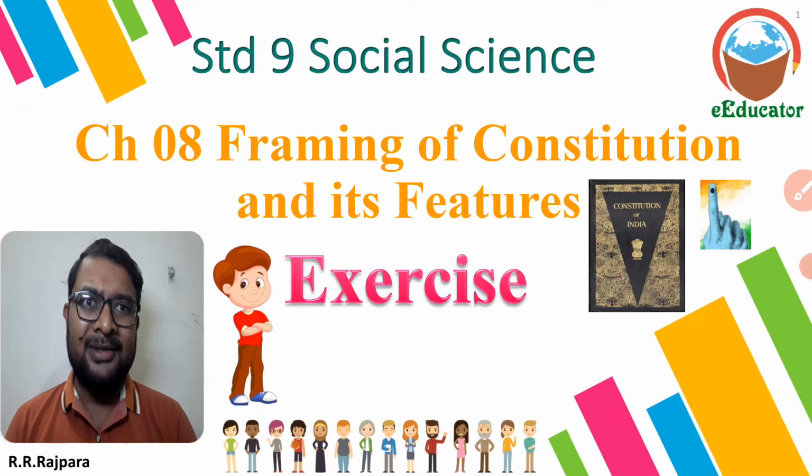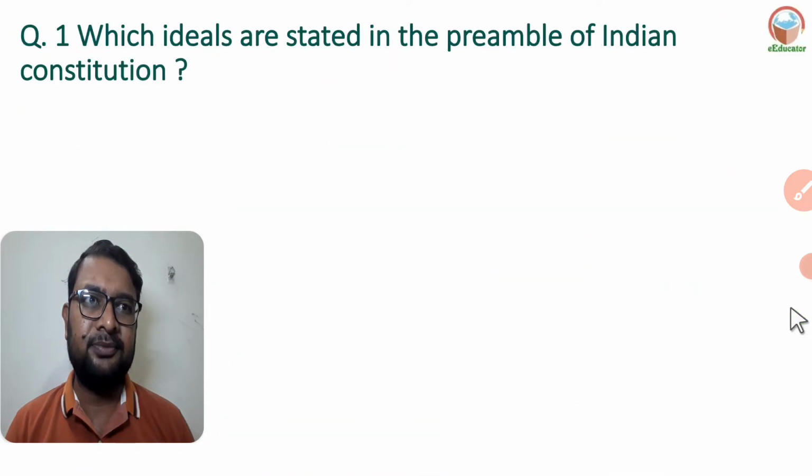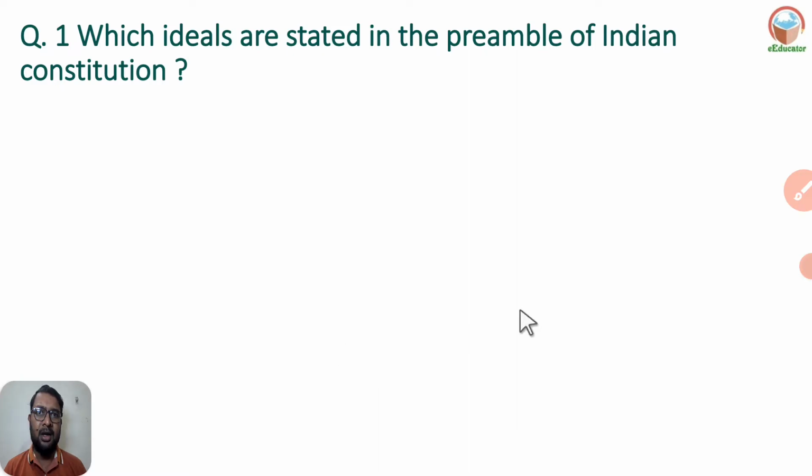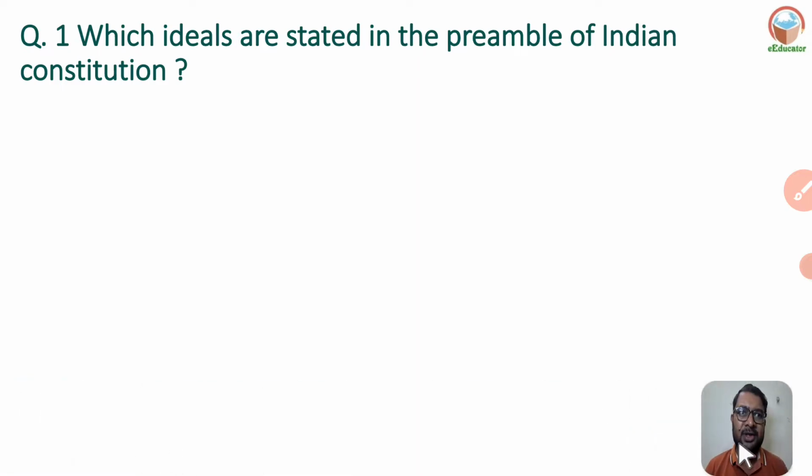Okay, let's start the discussion of the exercise. Look here, number 1 is given. Which ideals are stated in the preamble of the Indian Constitution? Which ideals are stated? कौन से ideals वहाँ पर stated दिए गए? So we just need to write the names of those things.